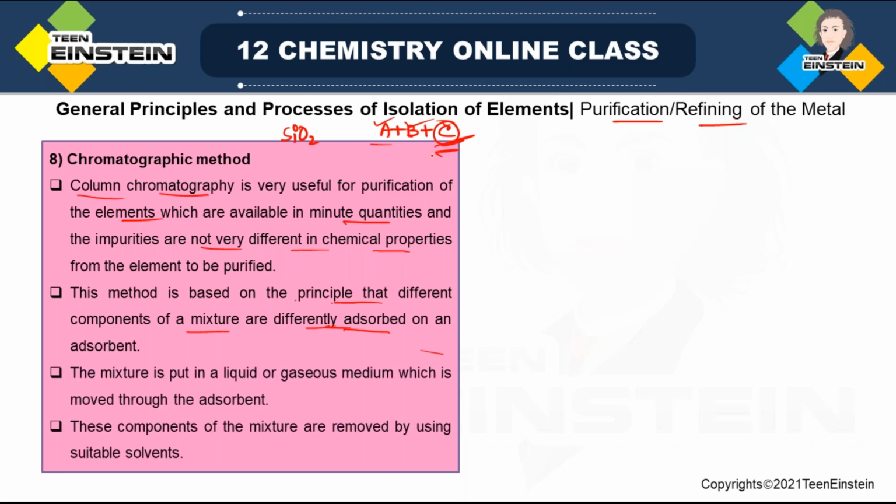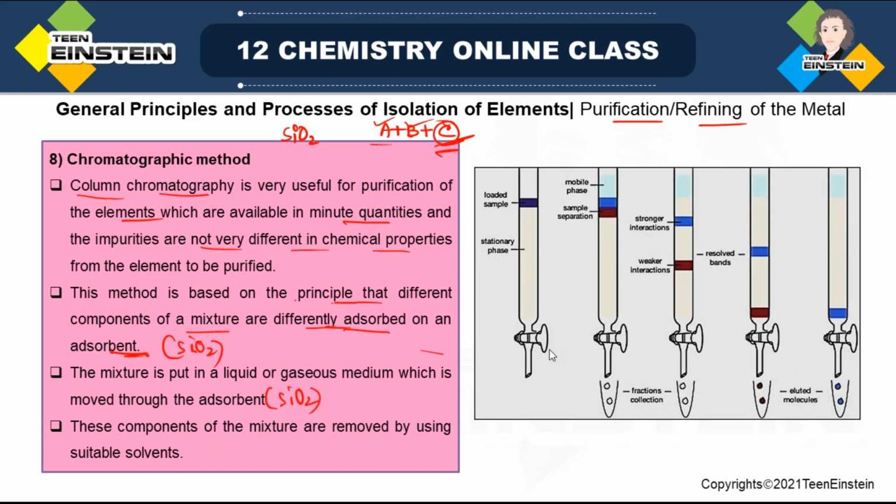Now the mixture will be put in a liquid or gaseous medium, and then it will be moved through the adsorbent. And when we say adsorbent, it is mainly silica. Look at this picture. First we have taken the stationary phase, which is nothing but silica. Sometimes alumina is also used, but mainly silica is used, which is basically the adsorbent. In this total portion, there is presence of silica.